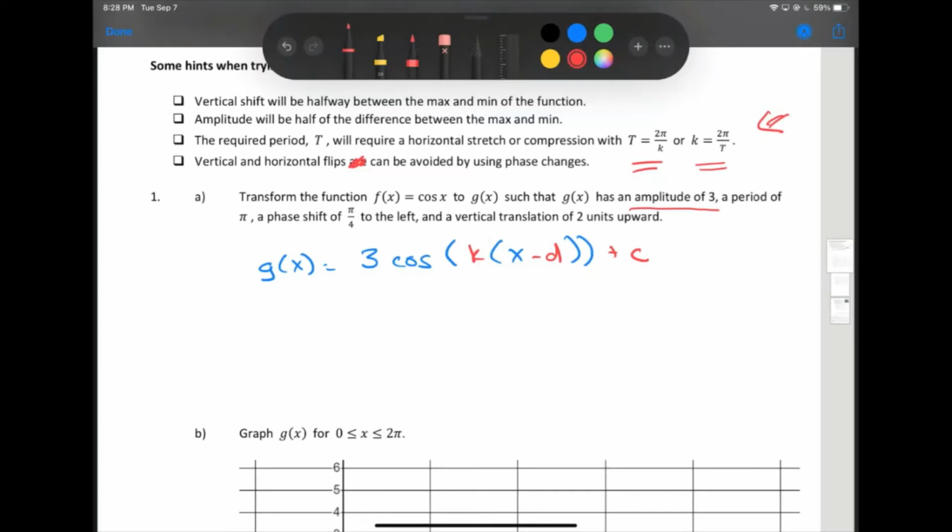Or I can just look at it and say, wait a second, a normal sine function, normal cos function has a period of 2 pi. And I want to compress it to a period of pi. Well, that's just half the width. So that should just be a value of 2. Compress it by a factor of 2.